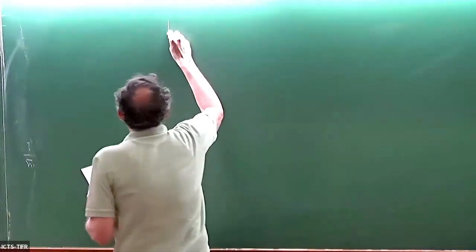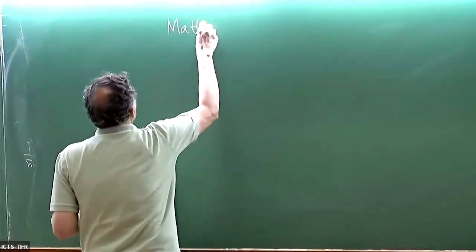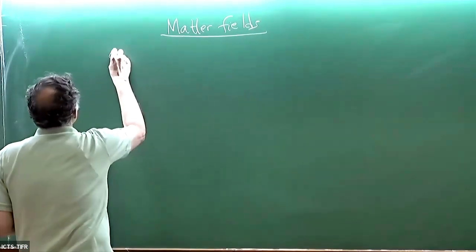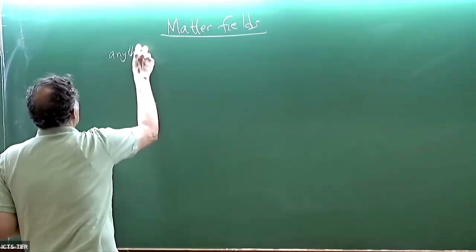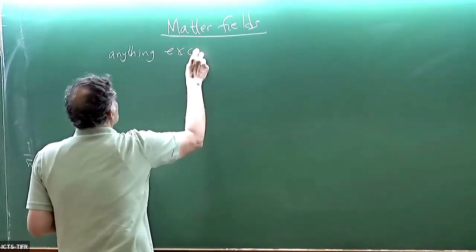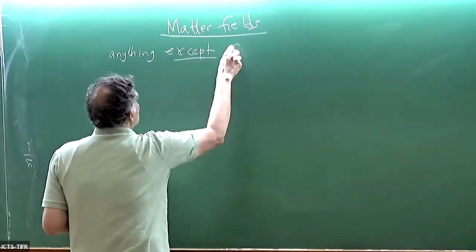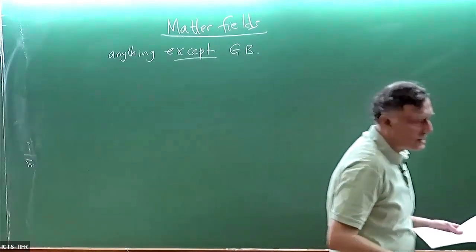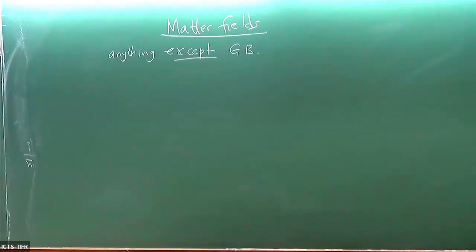Okay, so what I want to discuss is what people call matter fields, which is anything except the Goldstone bosons. The classic example are baryons, because pion-nucleon scattering were the famous experiments at the beginning, which were resolving the structure of the strong interactions, but you can have mesons containing heavy quarks or whatever.